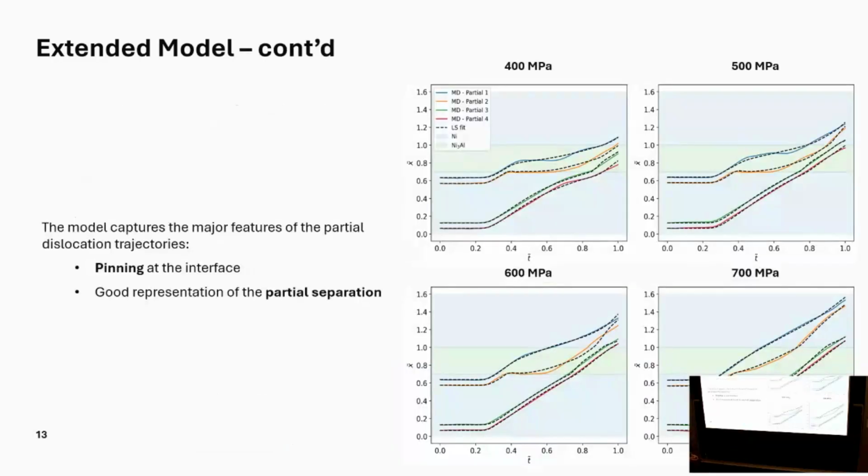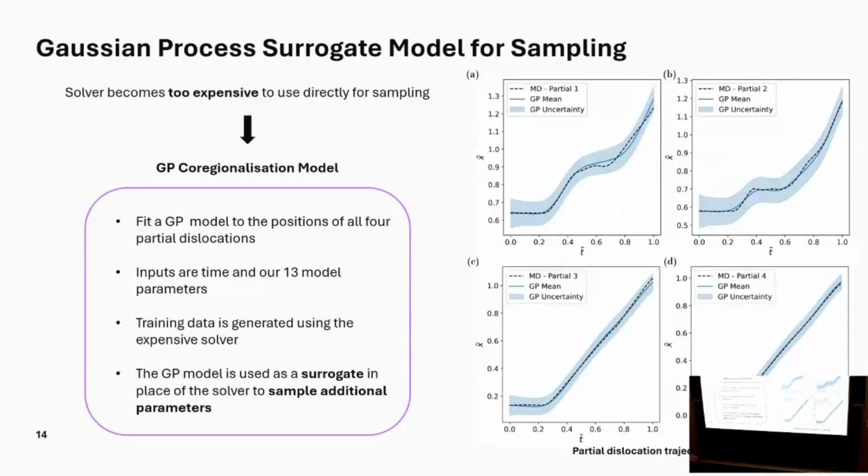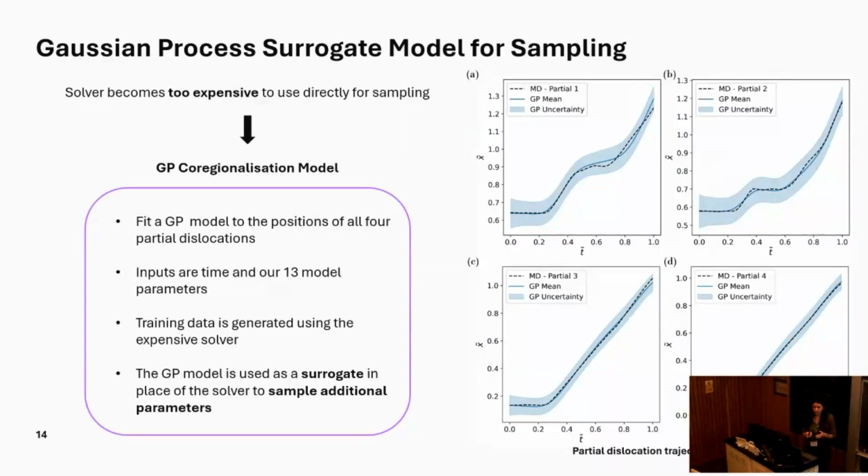Again, we would like to sample this. This becomes difficult because the solver becomes very expensive. But before going on to what we do there, if we do just a simple least squares fit, we find that this model is able to capture the major features of these trajectories. Specifically, what we're looking for is things like the pinning of this partial dislocation at the interface. And also we get a good representation of the partial separation, which, like I said, just corresponds to the different planar faults that form.